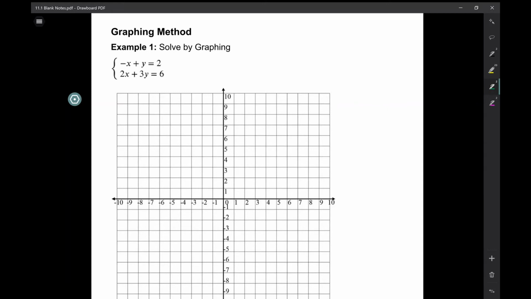So let's look at the first equation, minus x plus y equals 2. So the first thing I'm going to do is I'm going to set x equal to 0 and figure out what y is. This is going to be my y-intercept.